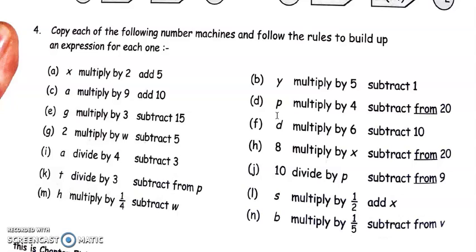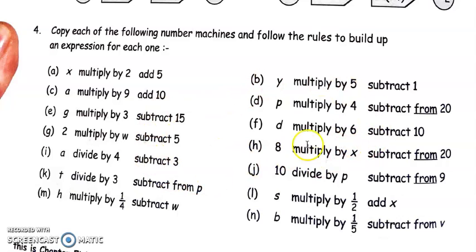All right, so you've got P multiplied by 4, subtract from 20. So you're subtracting from 20 first, so you'll need to start with your 20. So it would be 20 subtract, and P multiplied by 4 would be 4P. So it would be 20 subtract 4P. So think about the ones that are saying subtract from. They're slightly different, all right?